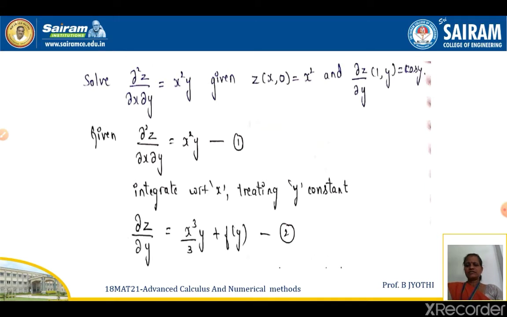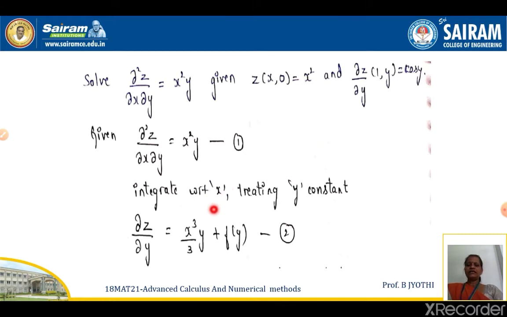∂²z/∂x∂y is equal to x²y, and the initial conditions given are z(x, 0) is x², and ∂z/∂y(1, y) is cos y. This is what has been given. Now ∂²z/∂x∂y is x² into y. Let's call this equation number 1.